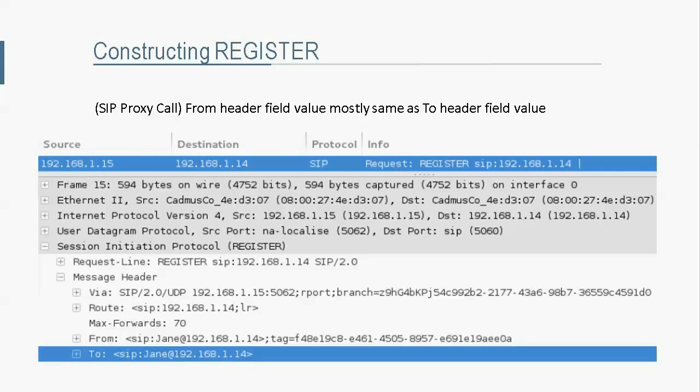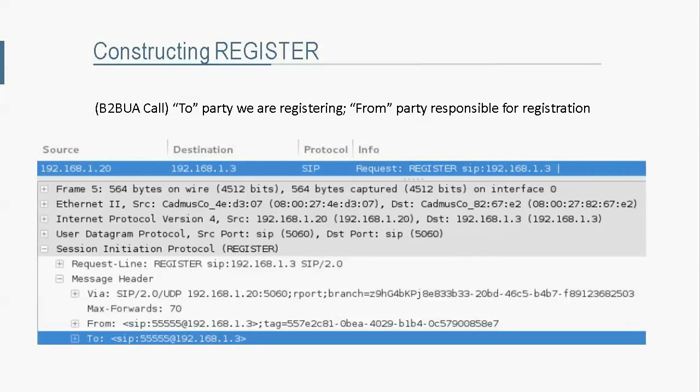Most of the time, the From header field value will be the same as the To header field value. However, it is worth mentioning that the From header value could be different from the To header field value if there is a third party involved. Basically, the To header field value is the party we are registering, whereas the From header field value is the party responsible for the registration. That is why, unless a third party is involved, we will mostly have the same To header field and From header field values.